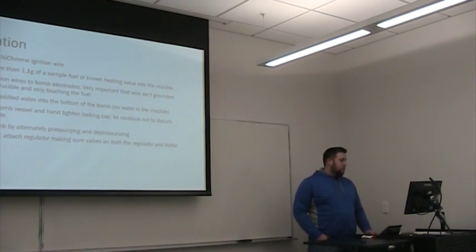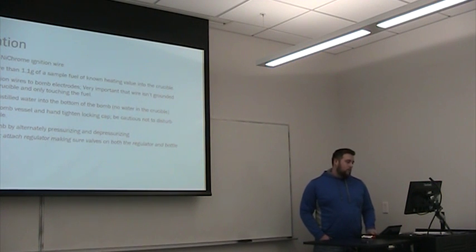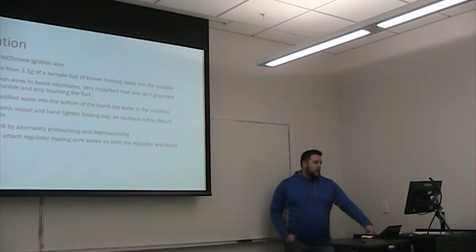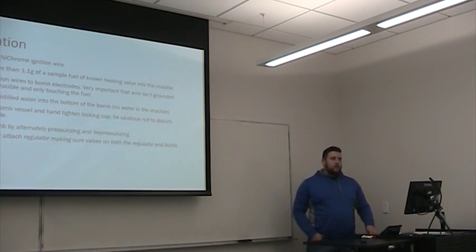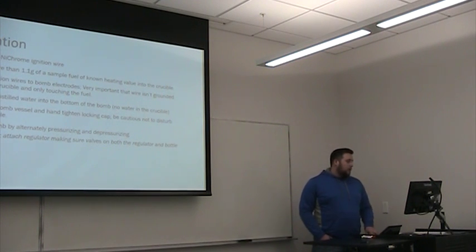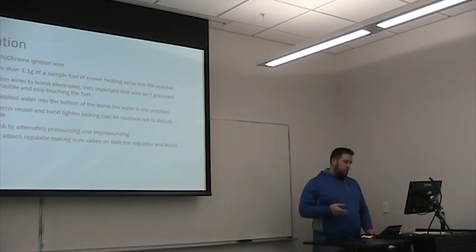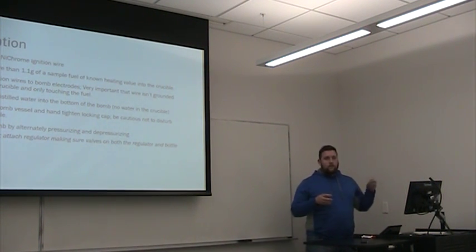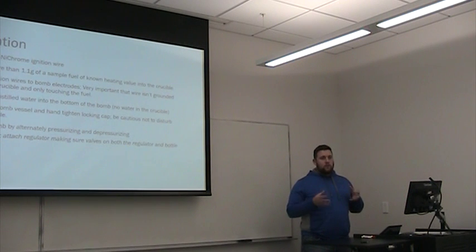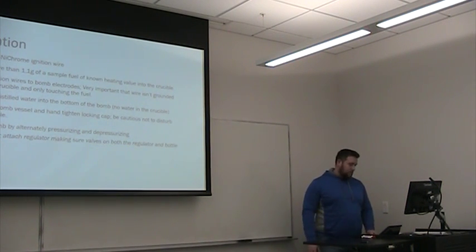Add 1 milliliter of distilled water into the bottom of the bomb. No water in the crucible though, because that will also prevent ignition. Place the lid on the bomb vessel and hand tighten the locking cap, and don't disturb the fuel sample inside. You have to do all this very slowly and carefully. You want to purge the bomb by alternately pressurizing and depressurizing. So you attach this regulator, and you're basically purging the air out of the bomb until the only thing that remains is pure oxygen. You only want oxygen inside the bomb.